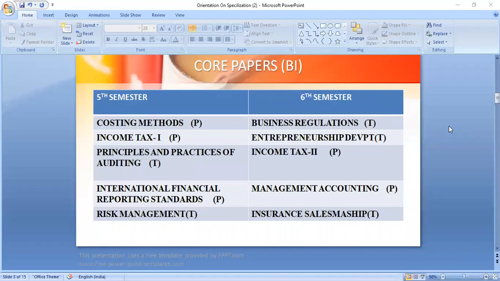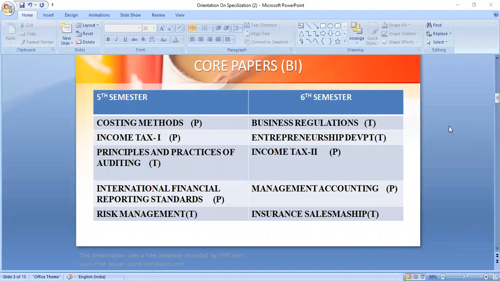All these 3 papers are the same as your general friends. BCom General students also learn the same. However, in general, you have entrepreneurship development. That paper for banking students is shifted to 6th semester. You learn this paper a little later.